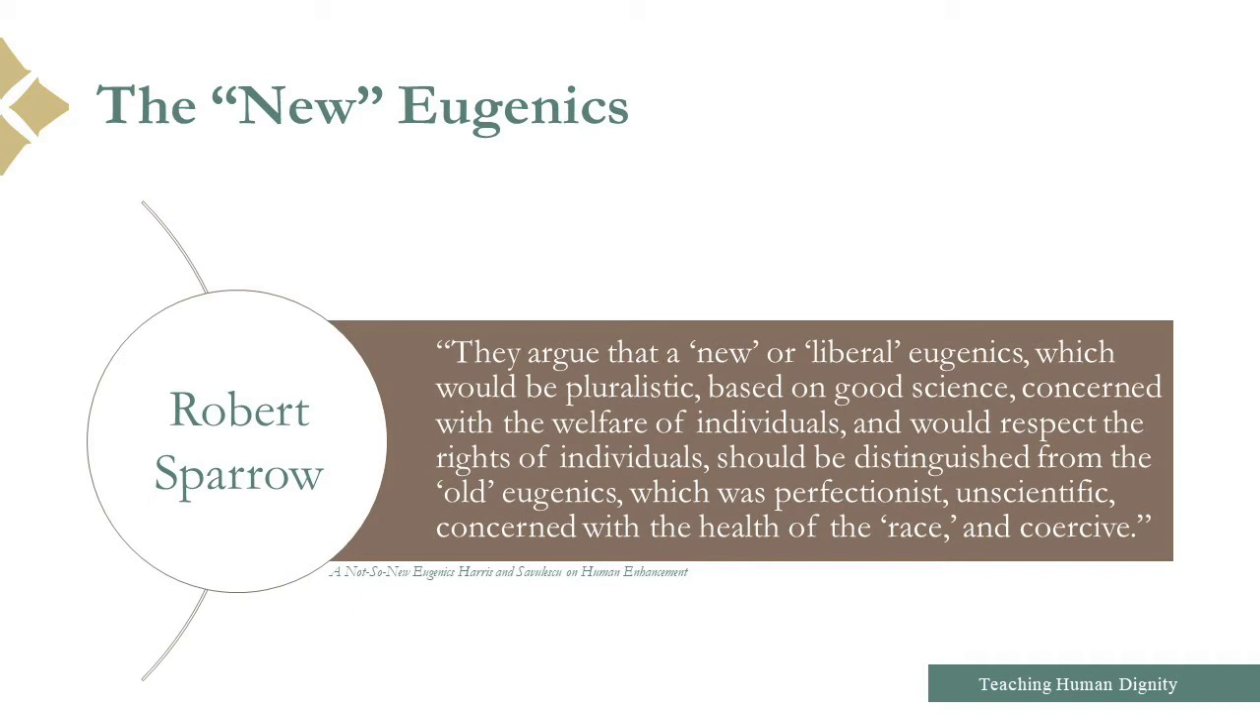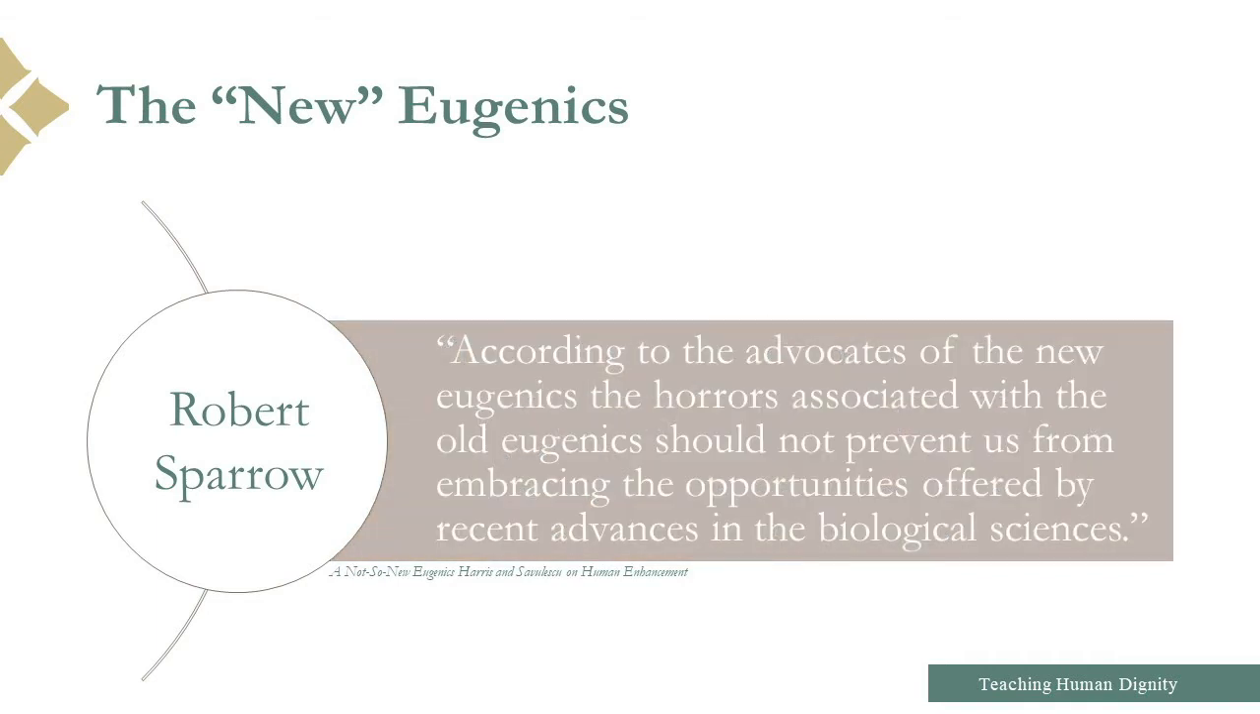Robert Sparrow summed up the work of these new eugenicists. He said they're pluralistic, based on good science, concerned with the welfare of individuals, and would respect the rights of individuals, right? And distinguish them from the old eugenics, which was problematic in many ways and coercive. He goes on to say that according to the advocates of the new eugenics, the horrors associated with the old eugenics should not prevent us from embracing the opportunities offered by recent advances in the biological sciences.